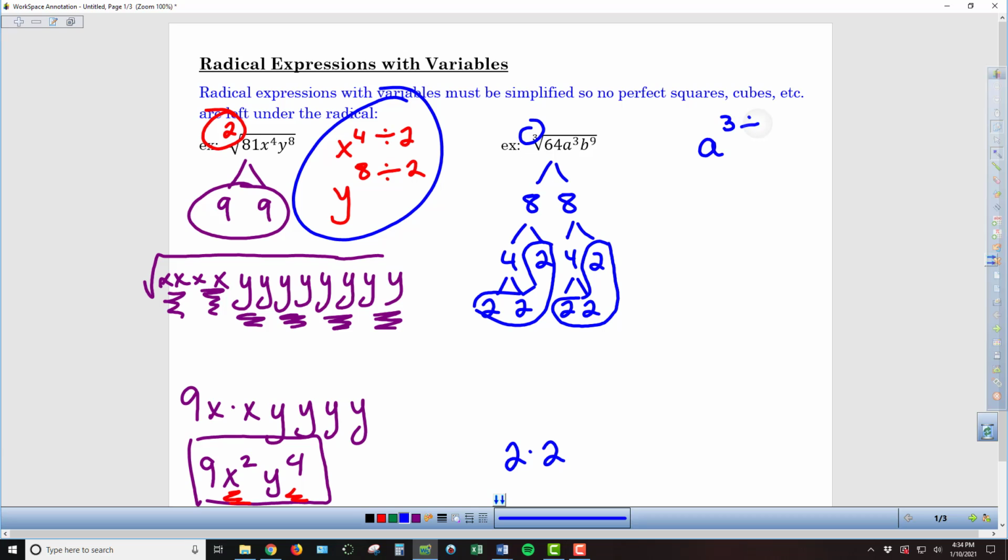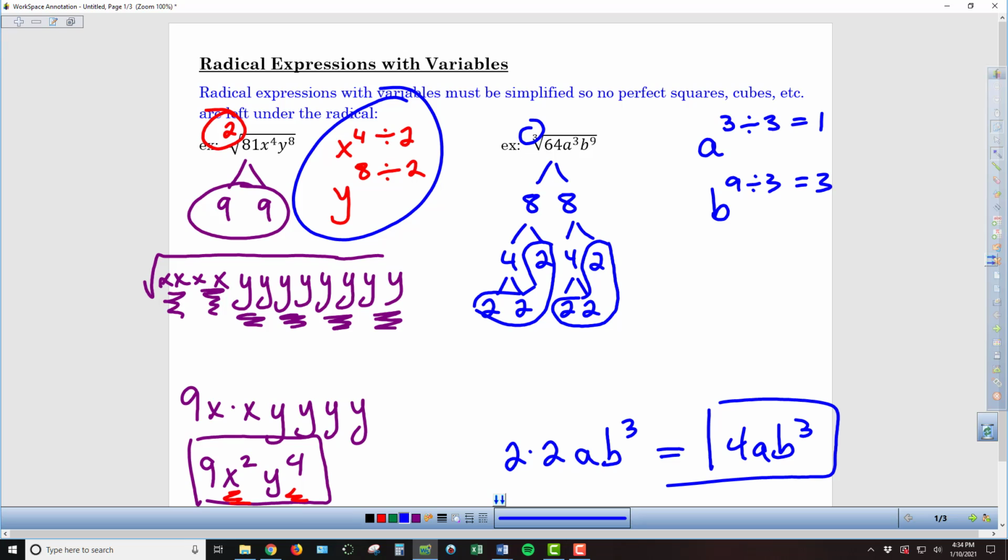So 3 divided by 3 equals 1. So I'm going to have a single a on the outside. Basically, I have 3 a's on the inside. It's going to come out as a single a on the outside. And in the case of b, it's b to the 9th. So I'm going to divide that exponent by 3 as well. And so that equals 3. So that means I'm going to have a b to the 3rd on the outside. Or if we multiply the 2's, 2 times 2 is 4, 4ab cubed is our result.